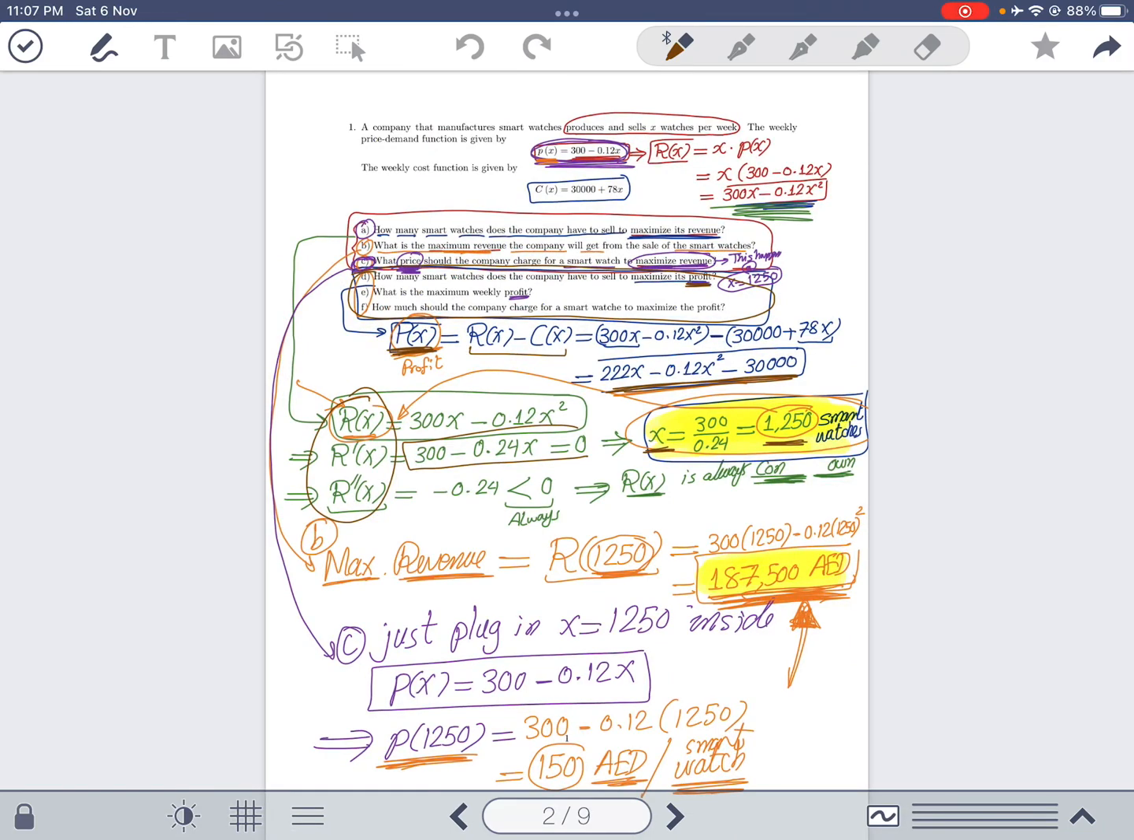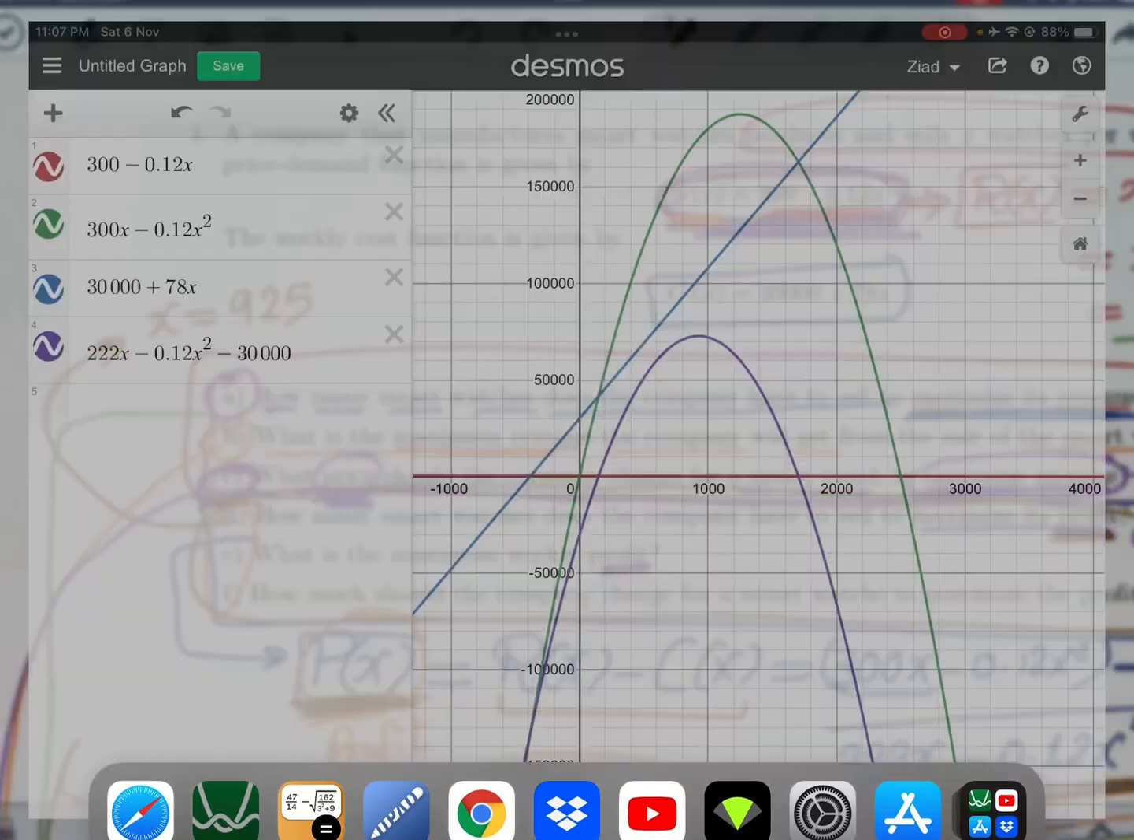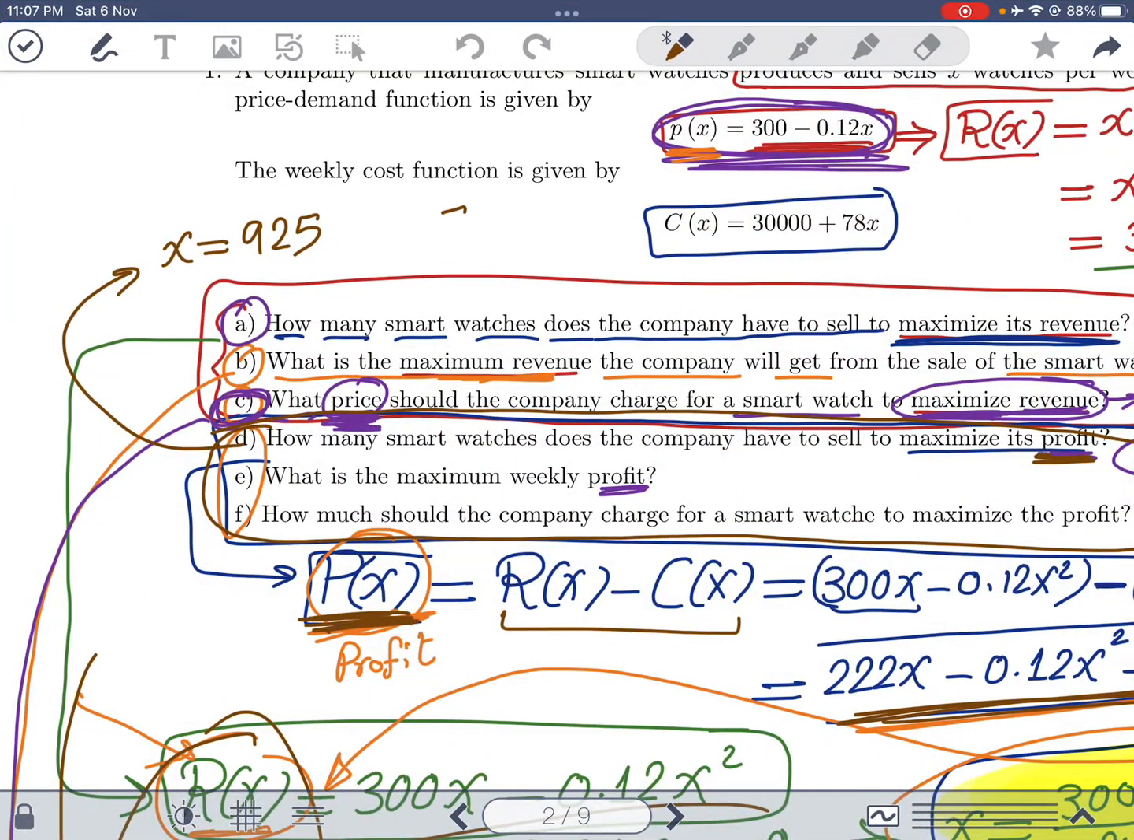72,675. So let me tell you from here that you need to solve it by hand, but because it's the same as this, I will let you solve it, but I'll tell you what the answer will be. So here for D, this X is going to be 925. Let me just check, because it's very easy to forget. Here, 925, yes, the maximum when X is 925. So when the company produces 925 smartwatches, this production level is the level at which they will get the maximum profit, which will be 72,675. This will be the profit at 925.